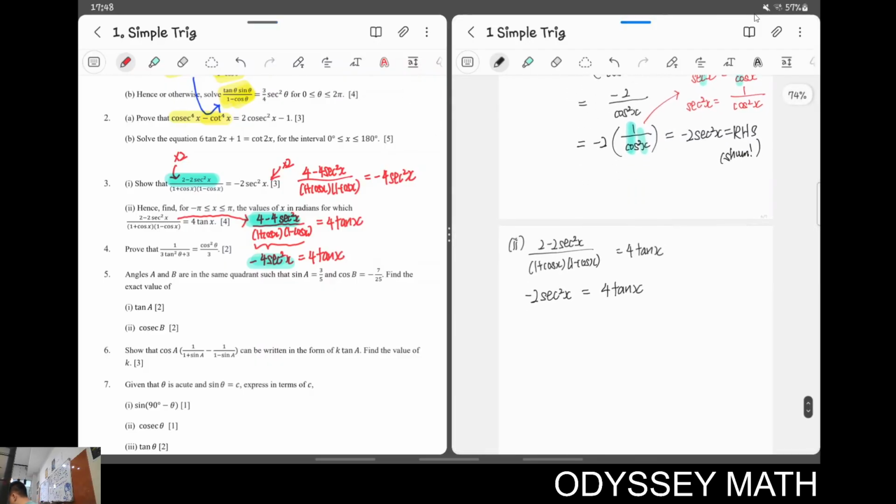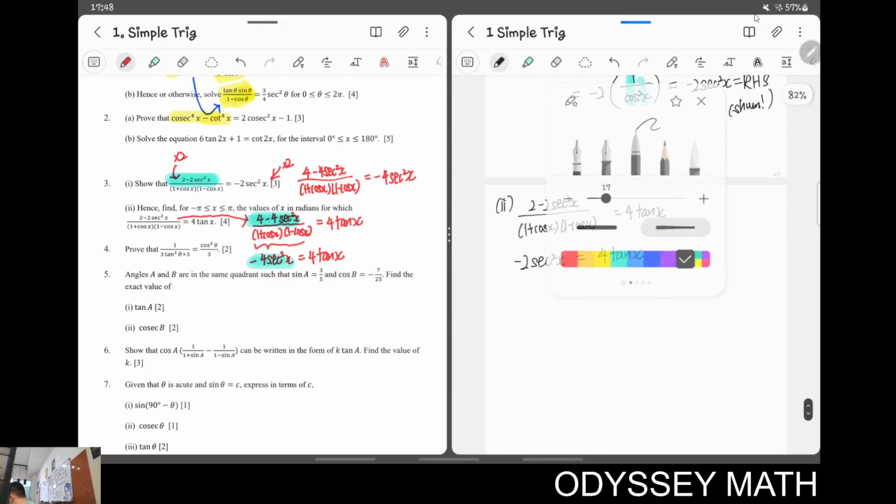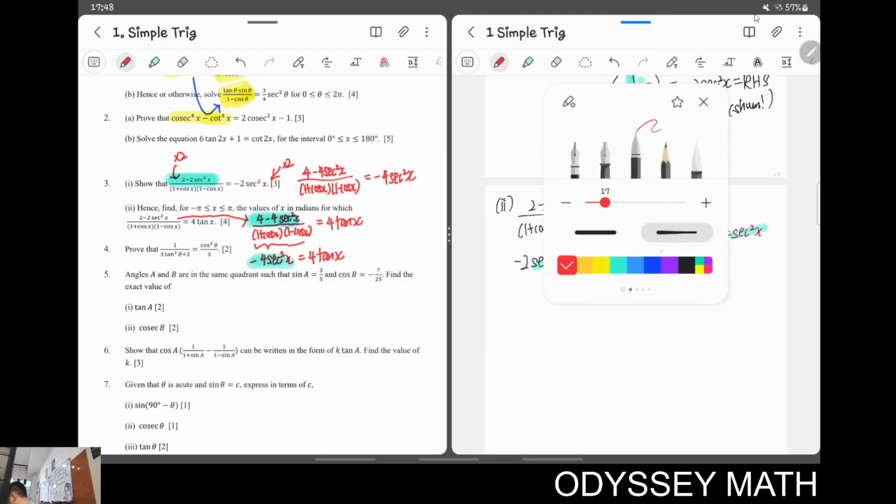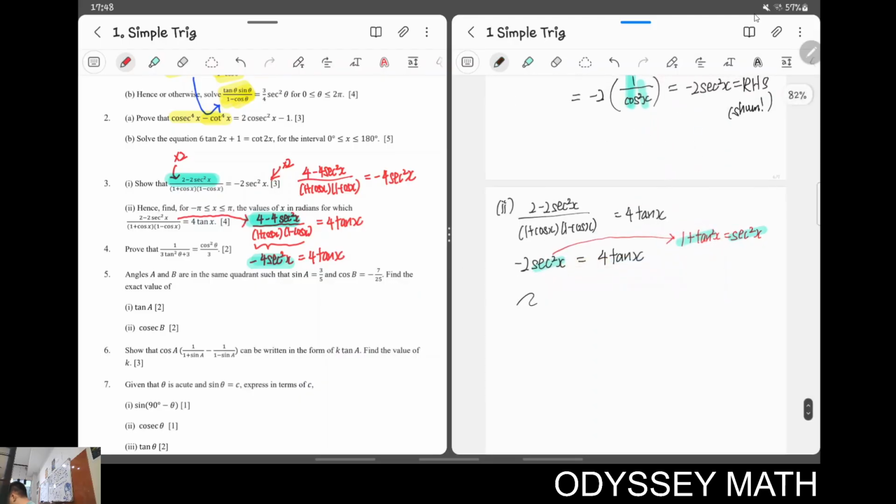Okay, now let's come back to this. So again, we have the trigo identity here, that is 1 plus tangent square x equals to secant square x. So I will replace the secant square x with 1 plus tangent square x. So it will be minus 2 bracket 1 plus tangent square x equals to 4 tangent x.